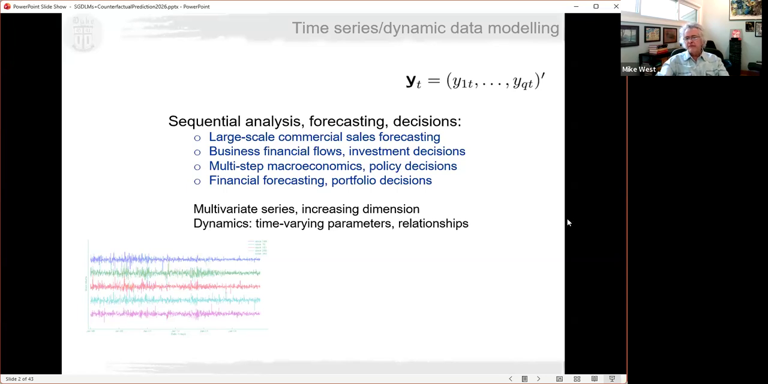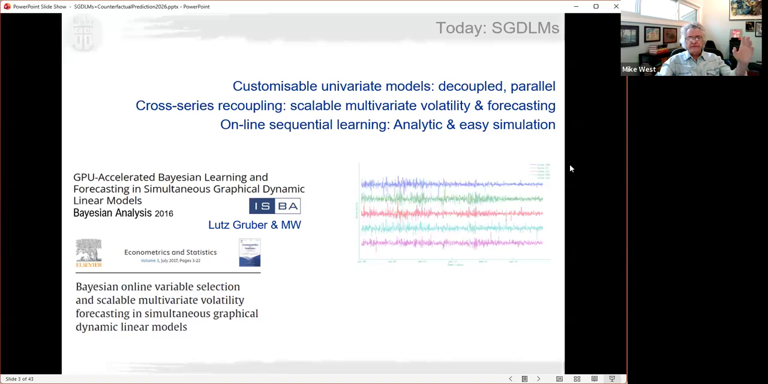I'm a fan of time-varying parameter models. All of our models today are conditionally linear, conditionally Gaussian. Think about state space models and Kalman filtering. But the key to what we're doing in counterfactual forecasting for causal is really understanding and being sensitive about cross-series relationships. So I'll start for 10, 15 minutes just on simultaneous graphical dynamic linear models.